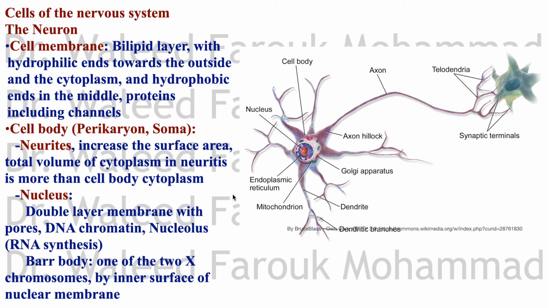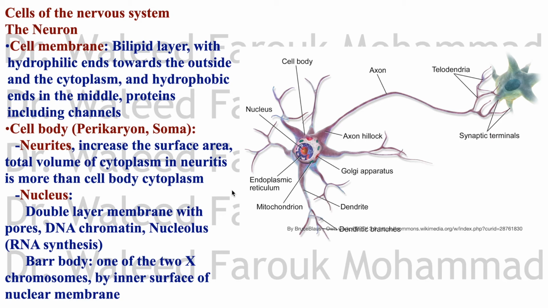Cells of the nervous system, of course, basically it's the neuron, which is composed of a cell membrane, which is a bilipid layer with hydrophilic ends towards the outside and the inside. That means towards the outside and the cytoplasm, and the hydrophobic ends of the bimolecular layer are in the middle. It also contains proteins that make up the channels in the membrane.